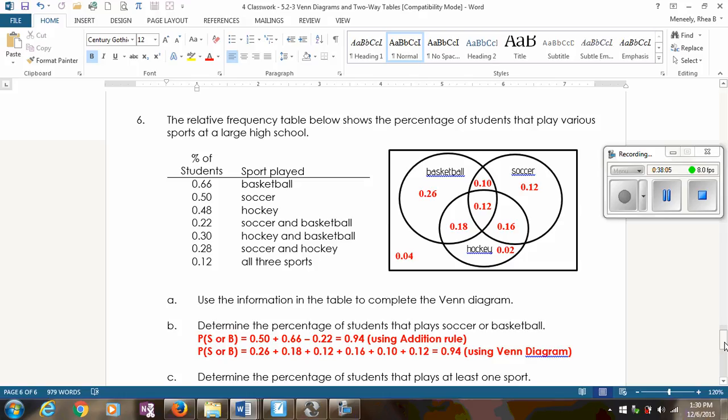We've got kids that play three different sports: basketball, soccer, and hockey. When you're completing a Venn diagram, you always want to start in the middle with the overlap. And so I know I'm going to have to work backwards. I know that 12% play all three sports.